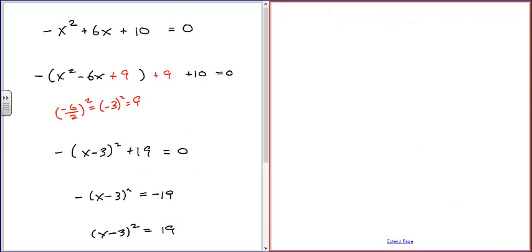Okay, next thing. Let's say we have 4x squared plus 24x minus 40 equals 0. So we still want to group these two terms together, but instead of factoring out a negative sign, we're going to factor out a 4.